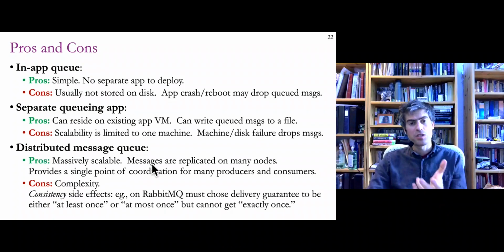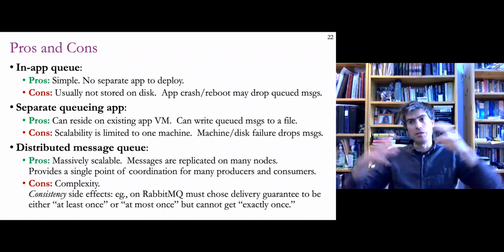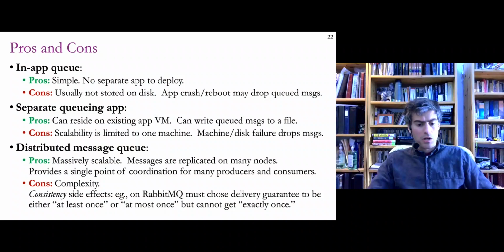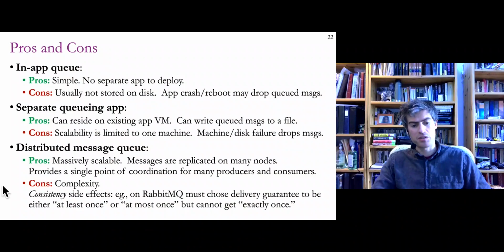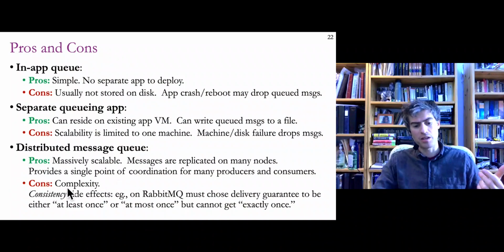Finally, we have distributed message queues, which give you the most power. These are like building blocks of really big systems. But it's complex to implement one of these, unless you use a managed one. Amazon SQS gives you the benefit of a distributed message queue, without the cost of having to deploy one yourself. But the cost you pay is that they charge you per message, so there is a monetary cost to it.